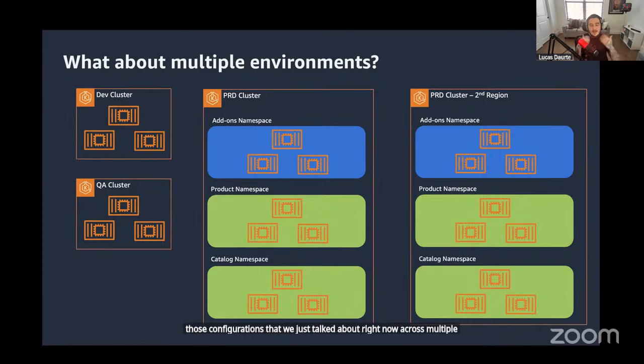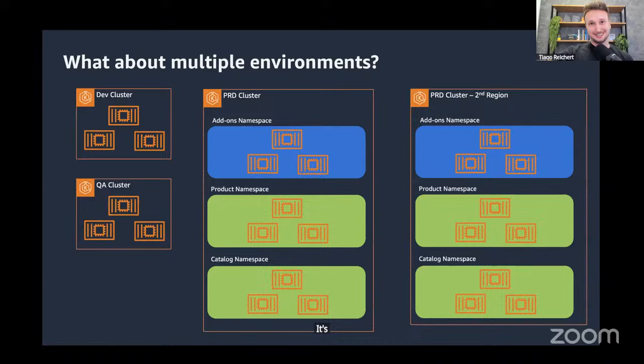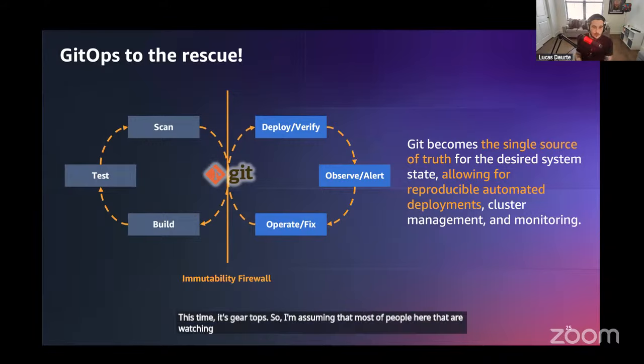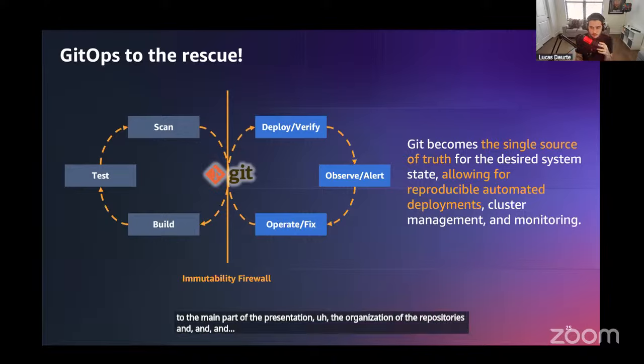By this time, you probably know that the next thing that I'm going to talk about is, essentially, GenAI. It's not GenAI, it's GitOps this time. This time it's GitOps. So I'm assuming that most of people here that are watching this presentation know what GitOps is and what it's used for. But just to level set, I'm gonna explain in a very fast way so we can go to the main part of the presentation, the organization of the repositories and how we organize the controllers.